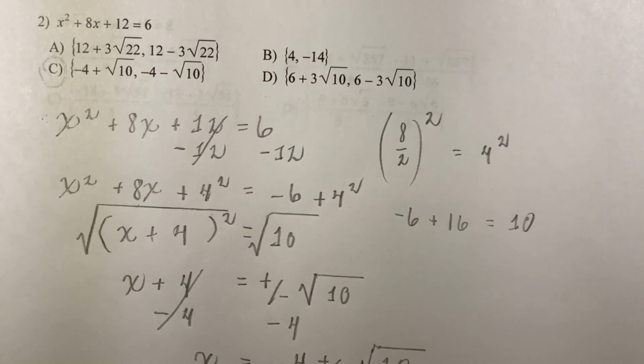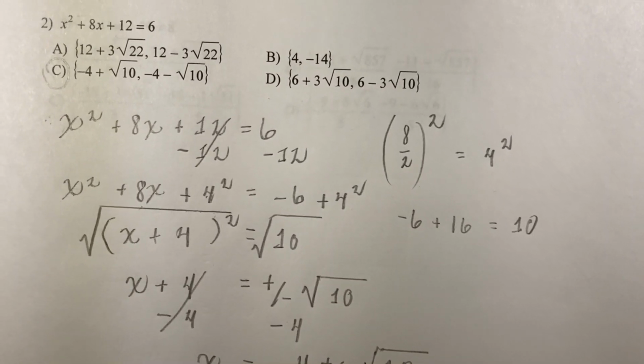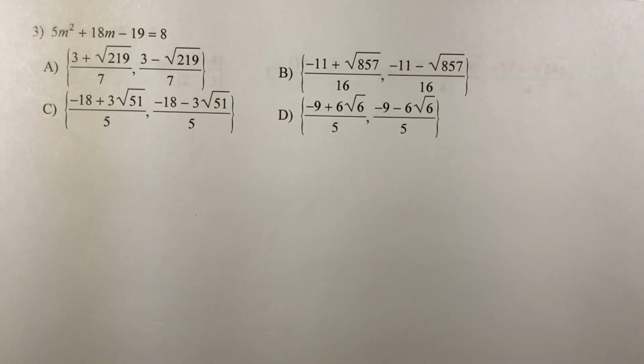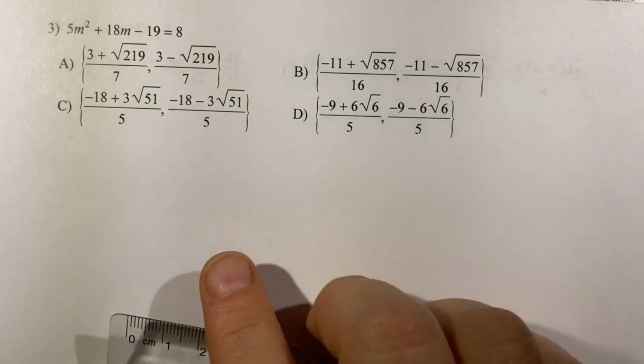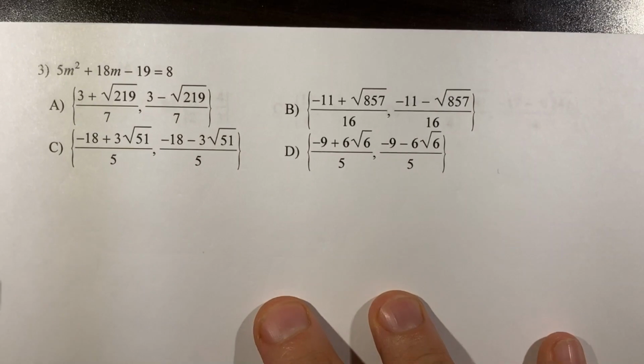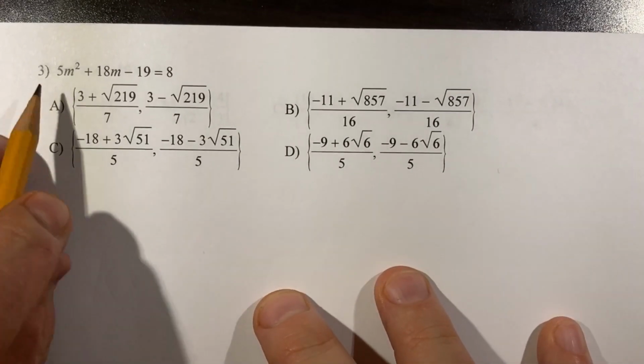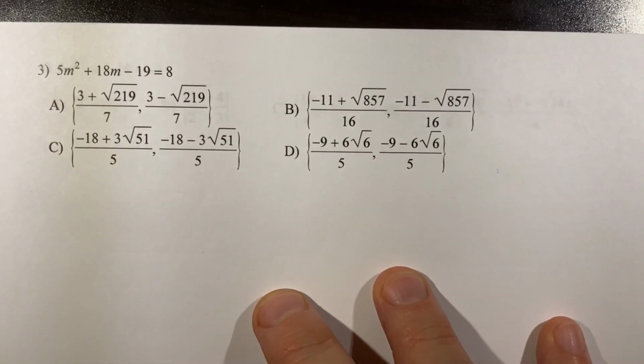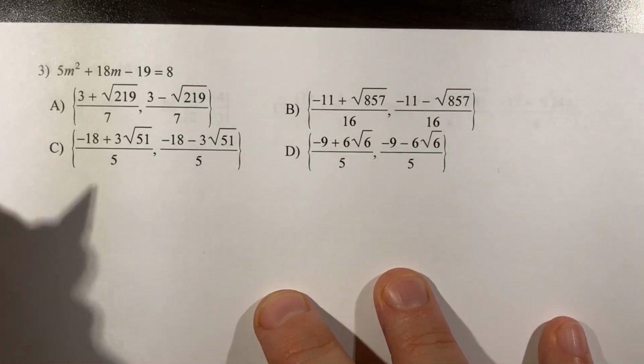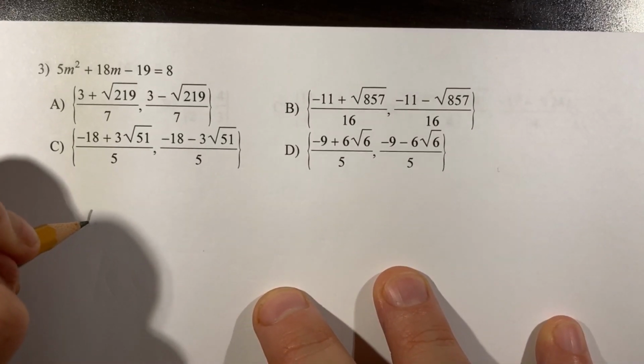And let's see. Okay. Number 3. Number 3, we have a leading coefficient, so we're going to have to divide everything by 5 before we begin. So this is going to be a little more challenging.